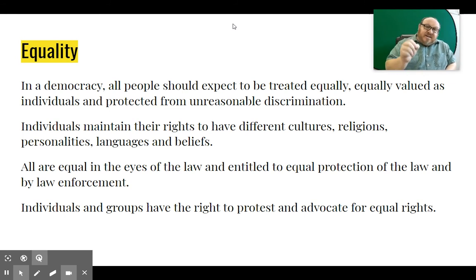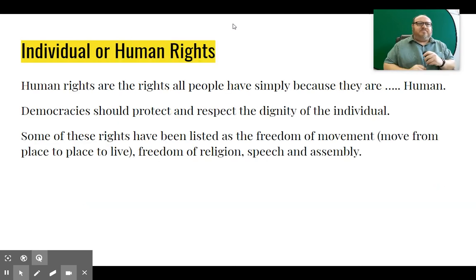Okay? And individuals and groups have the right to protest and advocate for equal rights. That's holding the government accountable. When the government is not providing that equality, people have the right to protest and advocate for that equality. That's part of democracy. And again, if governments repress the voice of the people and take away rights or begin treating people differently based on who they are, that's not democracy. That's what? That's right, authoritarianism.